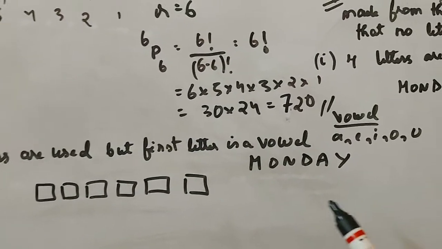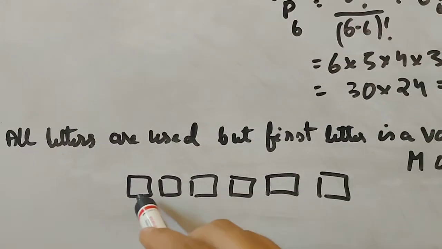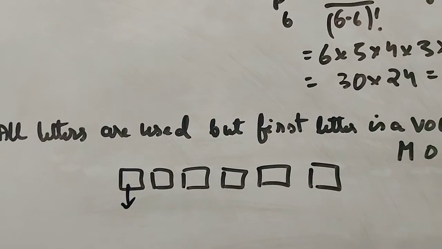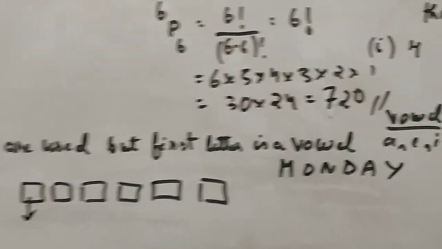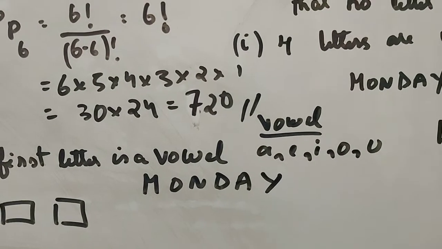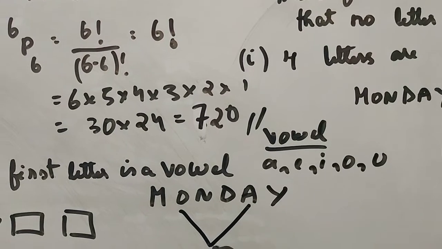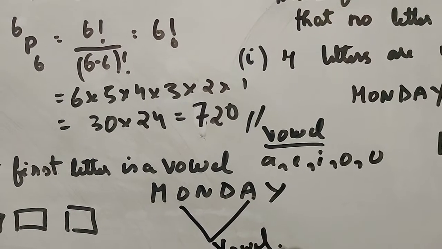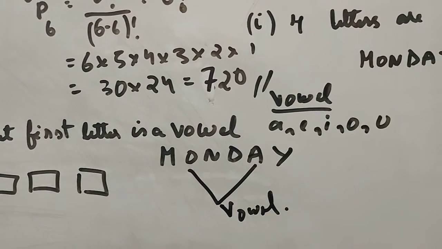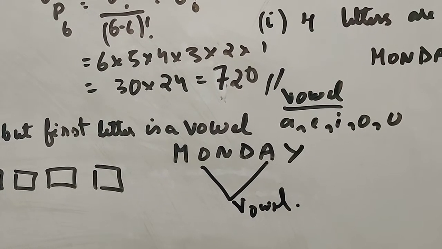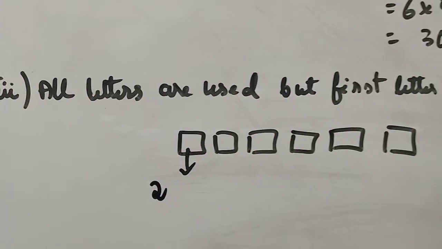All letters means a total of 6 letters are there in Monday. But the 6-letter word must start with a vowel. Okay, now in Monday, what are the vowels? We know vowels are A, E, I, O, U. O and A are your vowels. Okay, so for the first box I will have 2 options, that is A and O. I have to start the word with either A or O. So I will be left with 2 options.